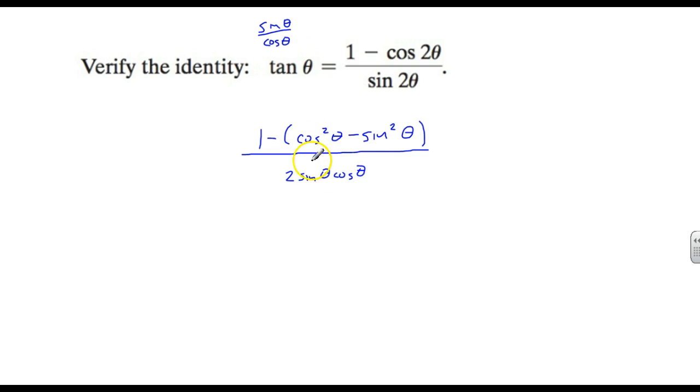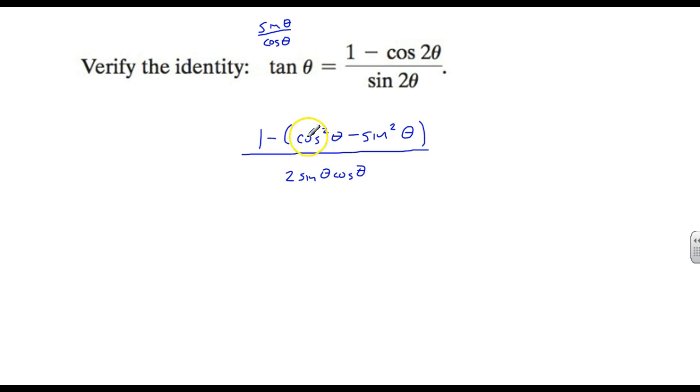Okay, so I want a sine to remain and I want a cosine to remain on the bottom. So which one of these versions does it make sense to use here? The one that I want to use is not this one, because I want just a cosine down below. That means I want a sine down here to cancel.